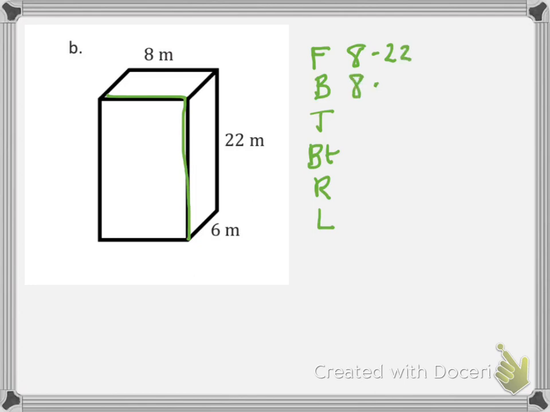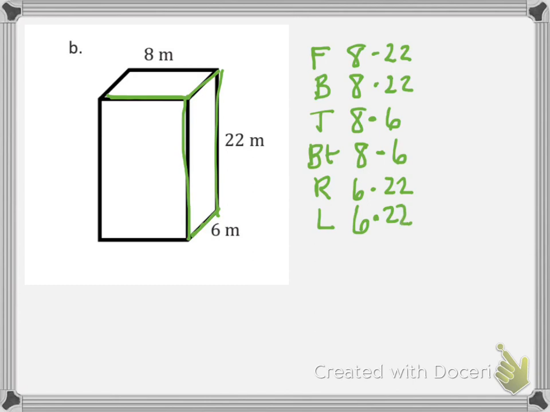So is the back. The top is an 8 by, that diagonal line is a 6. So that's 8 times 6. So is the bottom. And then the right side is a 6 by 22. 6 times 22. And so is the left side.